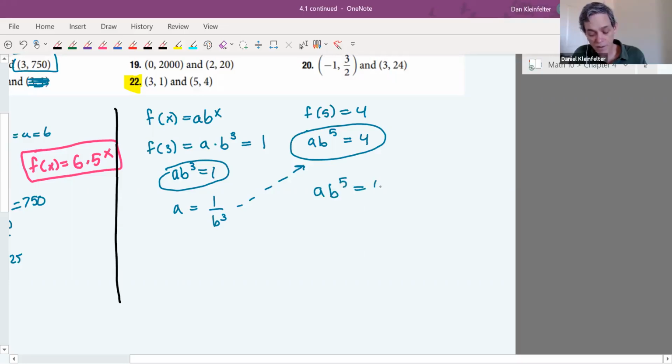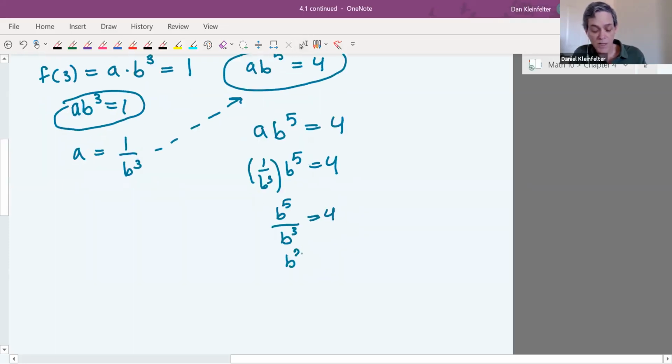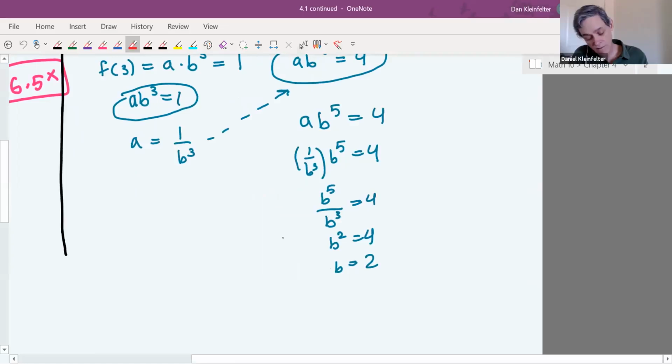Okay, if a is 1 over b cubed, then I'm going to substitute that into the second equation, ab to the fifth power equals 4. I'm going to replace that a by 1 over b cubed. Okay, and then we'll solve for b. So 1 over b cubed times b to the fifth power, that's b to the fifth power over b cubed. And so we'll end up with b squared equals 4, so b equals 2. Here, notice that it's not plus or minus 2 because the base for the exponential function always has to be positive. Okay, so the b here is going to be positive 2. And then once we have b, we can start working our way back to find a.